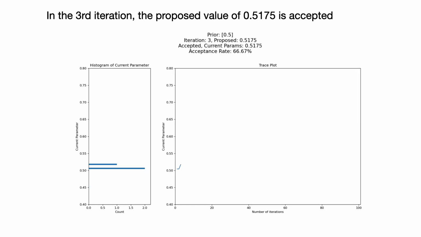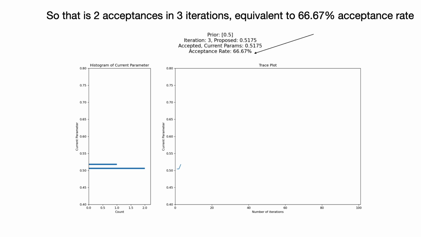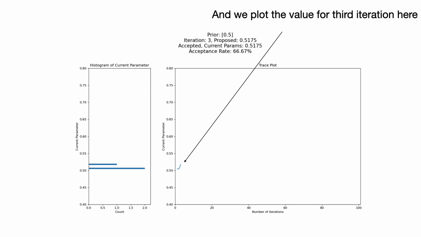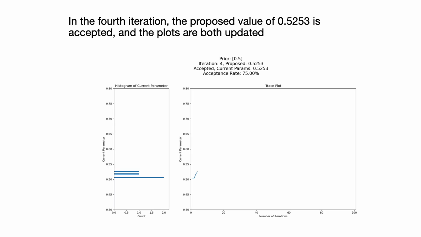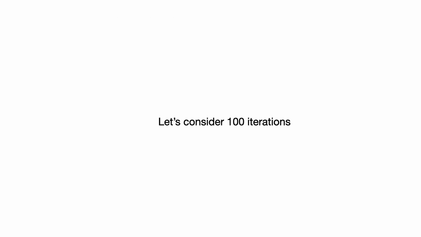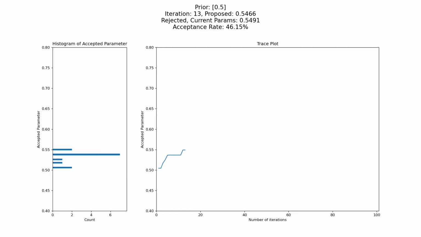In the third iteration, the proposed value of 0.5175 is accepted. So there are 2 acceptances in 3 iterations, equivalent to a 66.67% acceptance rate, and we plot the value for the third iteration here, and we update the histogram. In the fourth iteration, the proposed value of 0.5253 is accepted, and the plots of both diagrams are updated. Let's see what happens after 100 iterations.